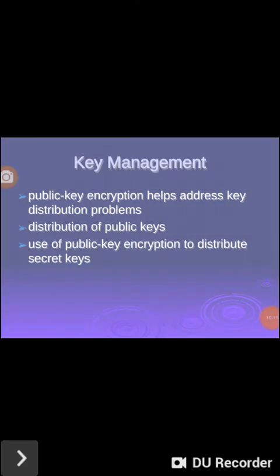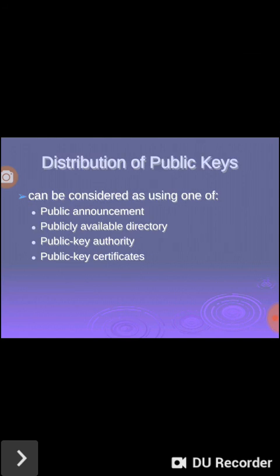Now the key management. Public key encryption helps to address the key distribution problems: the distribution of public keys, and the use of public key encryption to distribute secret keys. So basically, it has four parts. One is the public announcement, second, publicly available directory, third, public key authority, fourth, public key certificates. So we will see them one by one.